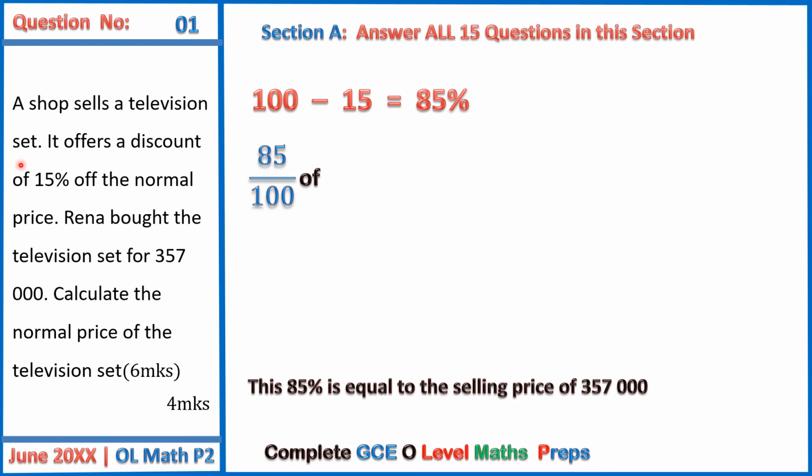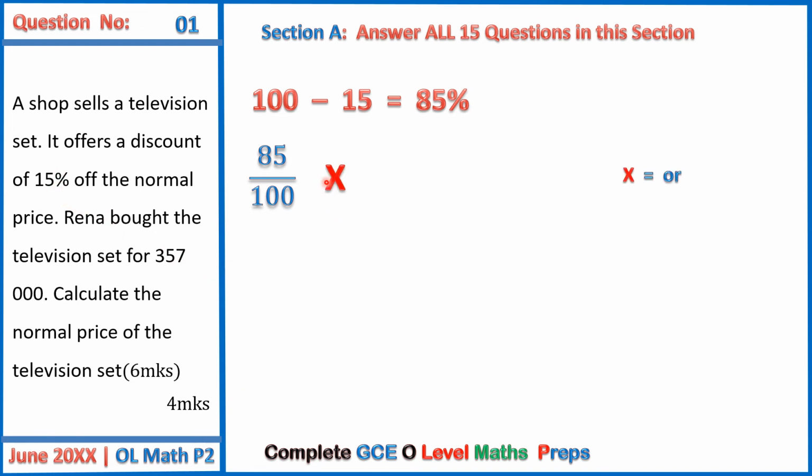Because she bought it at a discount of 15%, it means that she bought it at 85%, and this 85% is equal to 357,000. So 85% of the original price, let the original price be X. So 85% of this original price is equal to what Rena bought it for.